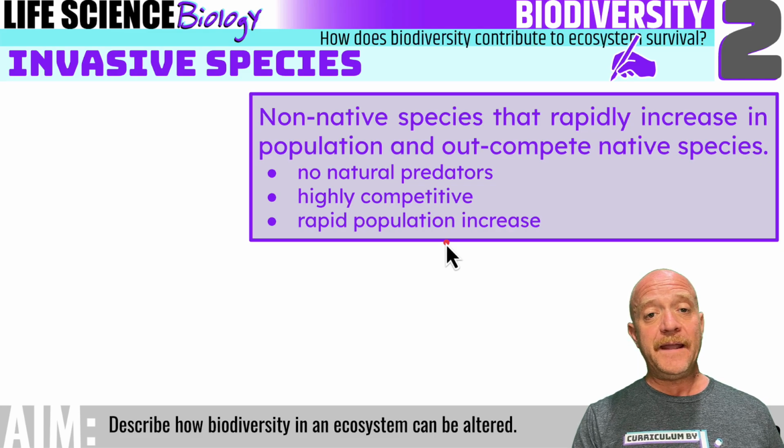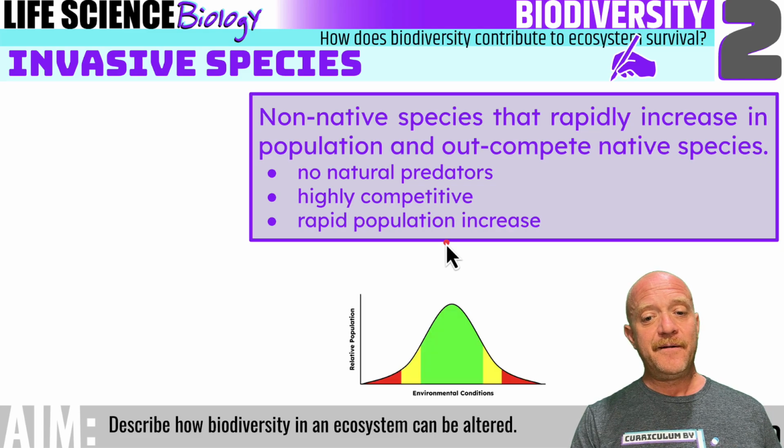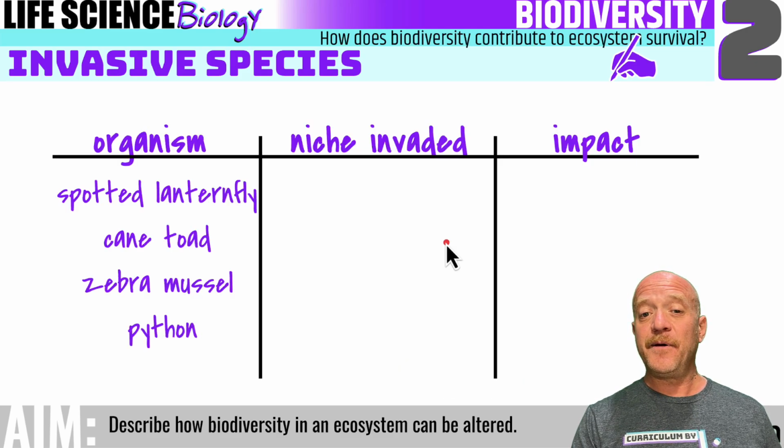They're able to outcompete because they have no natural predators. They're also highly competitive because they have a wide range of tolerance, and this can enable their population to increase rapidly. So I'm going to give you some examples of organisms, talk about the niche that they invaded or what they do in that ecosystem, and then the impact that they have on that ecosystem.